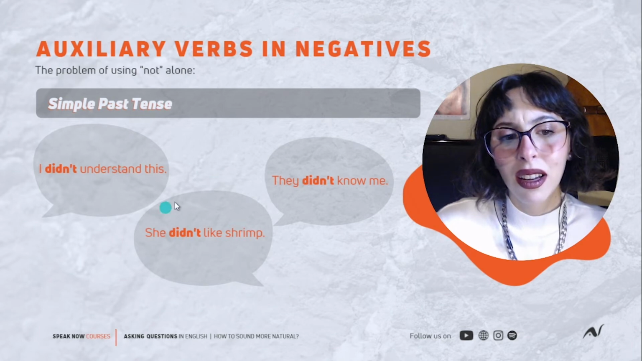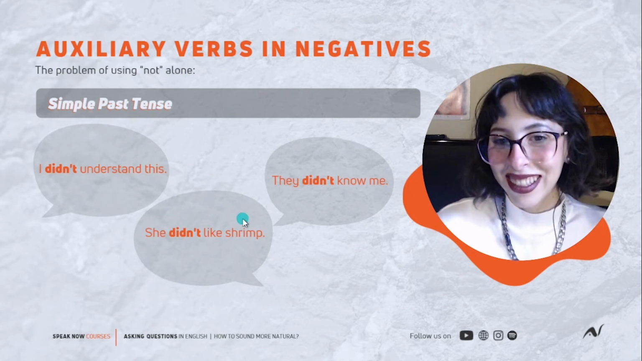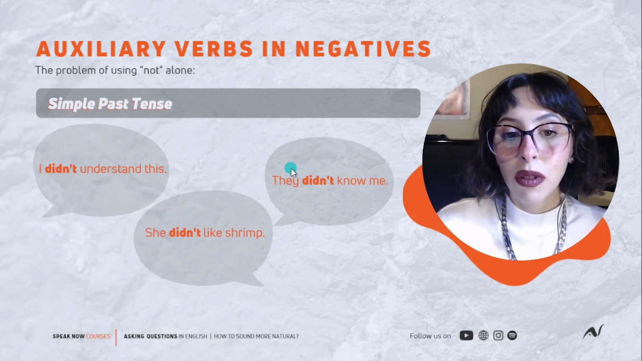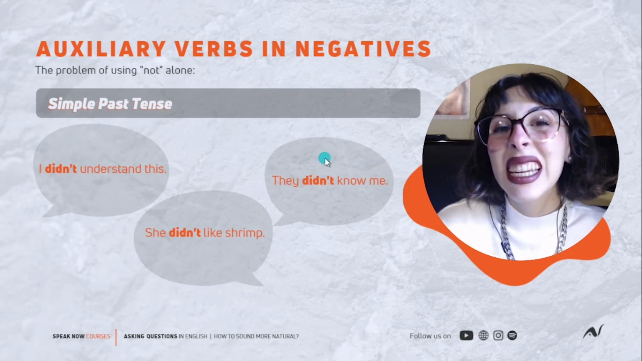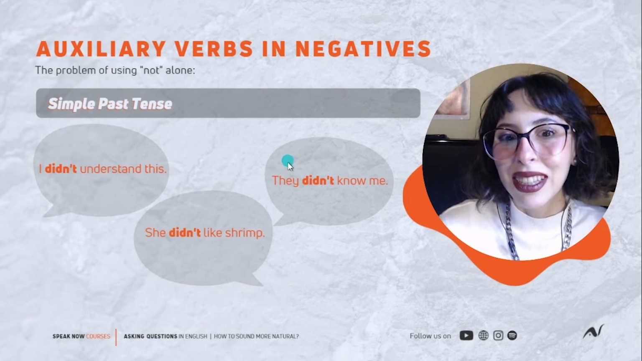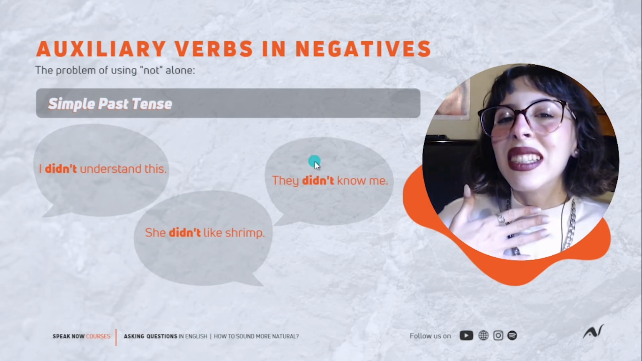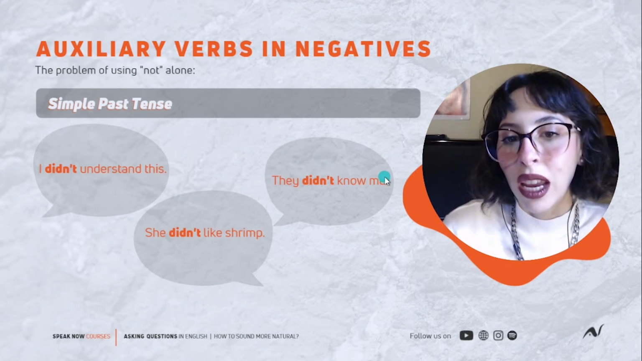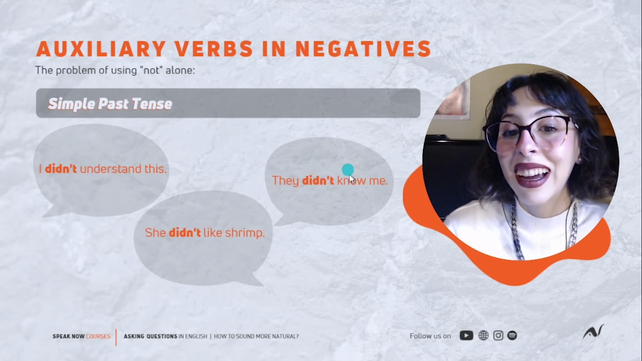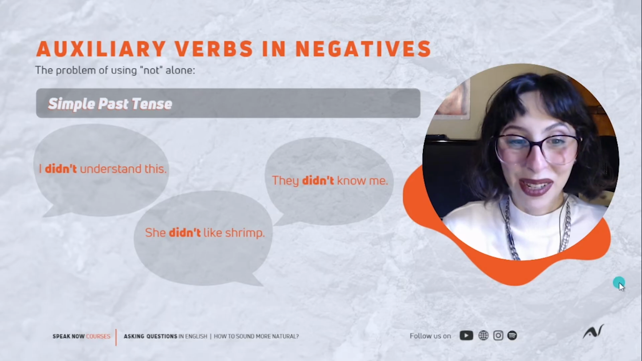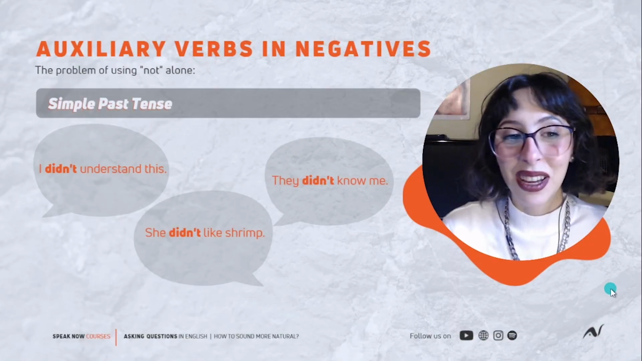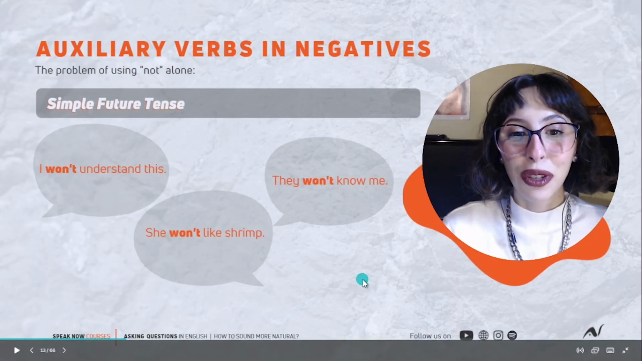Again. Excellent. In the last example, they didn't know me. Repeat. They didn't. Practice that pronunciation. They didn't. They didn't know me. Ooh, excellent. Yeah, you sound much more natural. Amazing. Let's go to the next way of using auxiliary verbs.